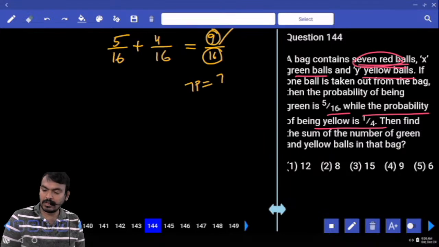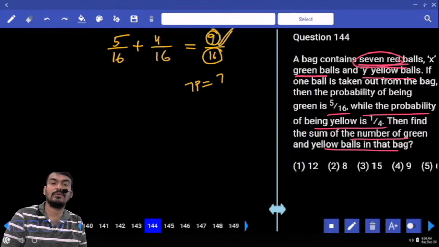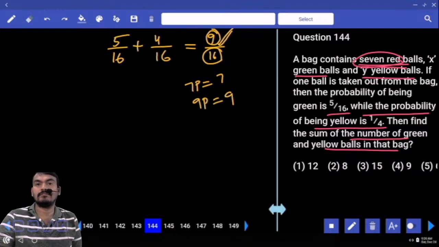Yes or no? What is the question here? Sum of the green and yellow. Sum of the green and yellow is how many parts? 9 parts. What is the 9 parts value? 9.